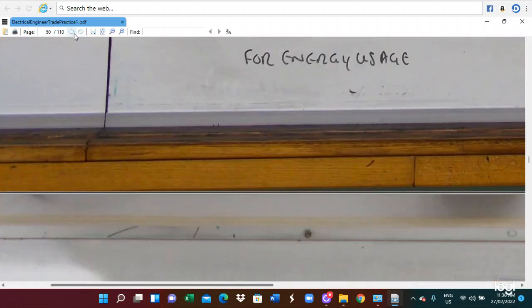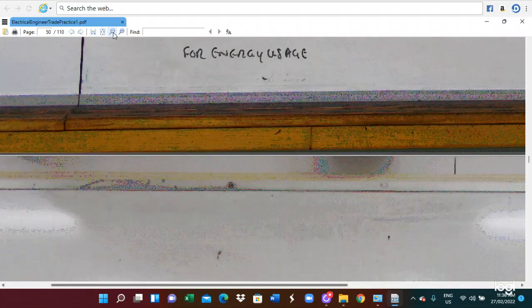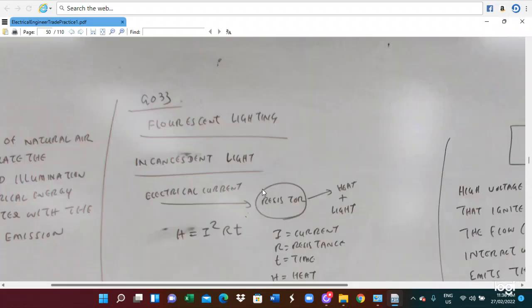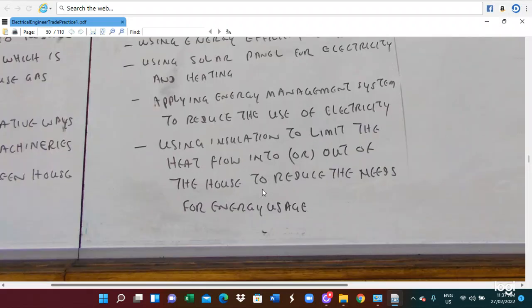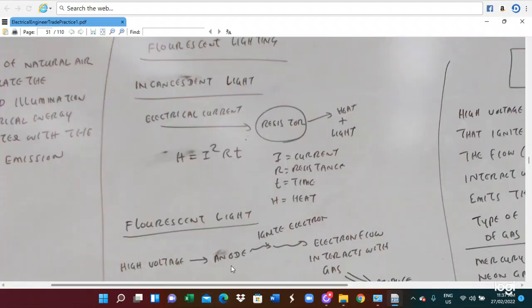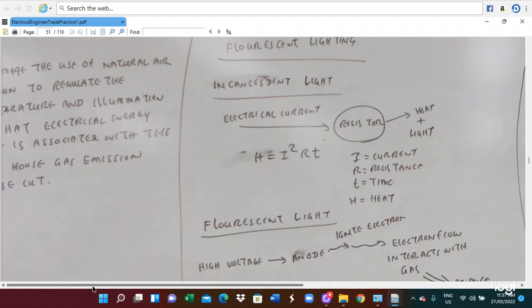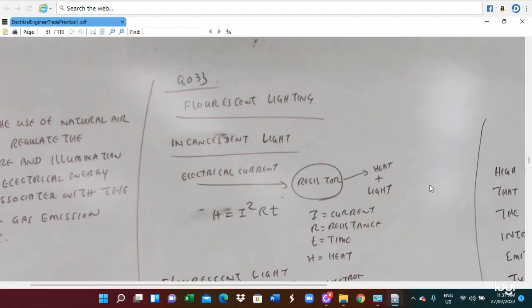Okay, so in today's lesson, we are in Electrical Trade 2, the higher electrical trade. We talk about energy efficiency, greenhouse gas, as well as electrical circuit configuration. So now we are talking about fluorescent lighting.